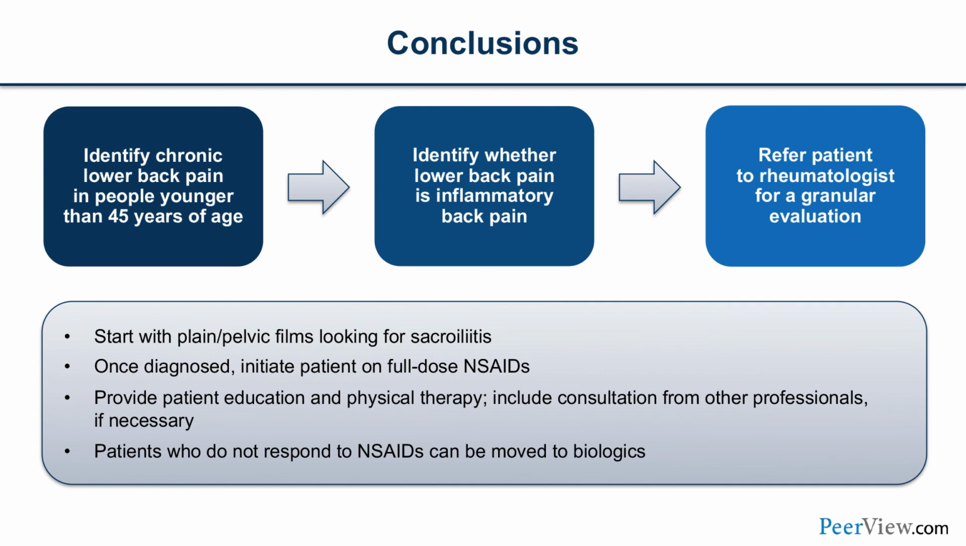Once diagnosed, initiate the patient on full-dose NSAIDs with all the caveats of safety. In addition, refer these patients to physical therapy immediately for patient education and exercise programs appropriate for patients with axial spondyloarthritis. And then finally, for patients even who have the diagnosis and have been to physical therapy, if they have not responded to nonsteroidals, strong consideration to moving them to biologics via referral to rheumatology.